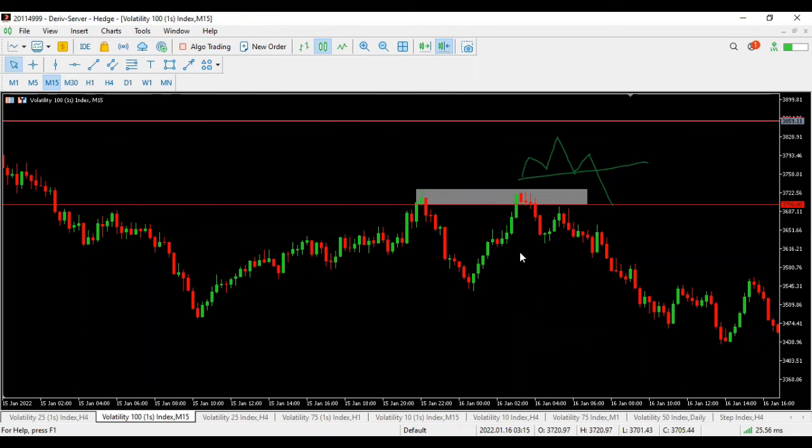Another thing that we can look for is M formations and W formations, depending on whether you're buying or selling the market. So these are the things that you want to look for on the lower time frames when price is coming back to revisit your round number in your trending market.